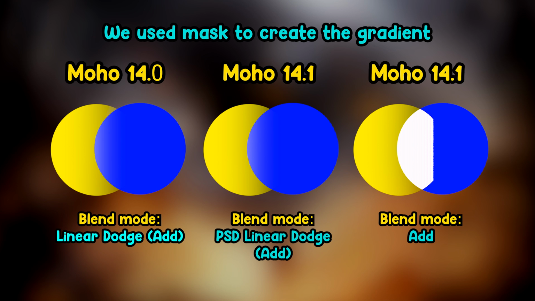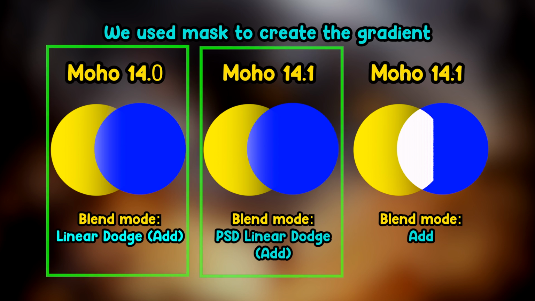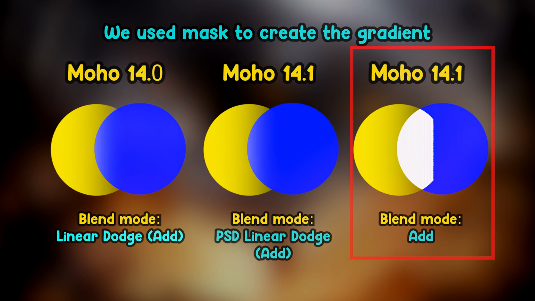It's time to compare the renders. Here you can see that if you want to render a Photoshop file that has a layer with Linear Dodge Add blend mode and a layer with transparent gradient at the back of it, to get the correct result in Moho 14.0 you should use Linear Dodge Add blend mode, whereas in Moho 14.1 you should use PSD Linear Dodge Add blend mode. Because if you use Add blend mode, the render will be broken. Note that I'm just showing you the difference here, but by default Moho always uses the correct blend mode, unless you change it by yourself.